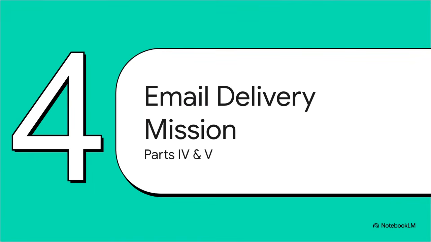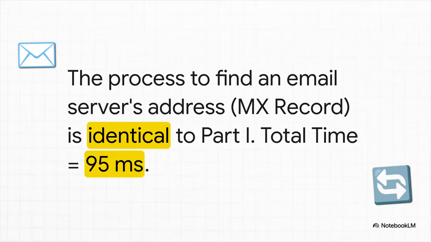All right, we've spent a lot of time pulling information from the web. Let's switch gears and talk about pushing information out. We're going to apply the exact same principles, but this time we're calculating the delay in sending an email. So, first things first, before our email server can send anything, it has to know where to send it. It needs the recipient's mail server address, which it finds using something called an MX record in the DNS.